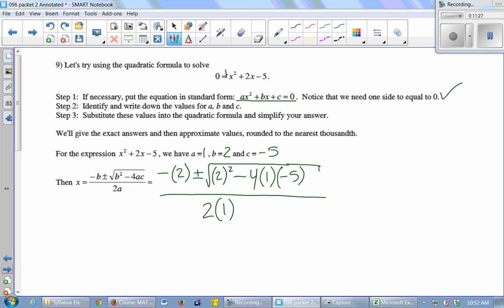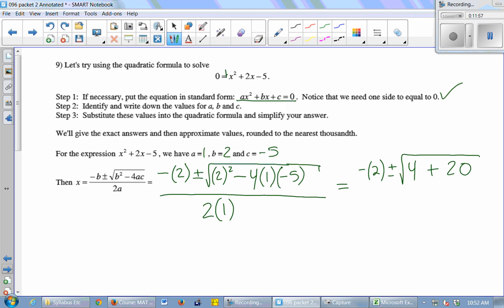And then here, I'm going to caution you to try to not do too much at a time when you simplify this. So now my goal is just to simplify this ugliness. And I'm just going to do a little bit at a time. So I've got -2 plus or minus the square root. All right, what's 2 squared? 4. And now I've got -4 times 1 times -5. Comes out to plus 20.